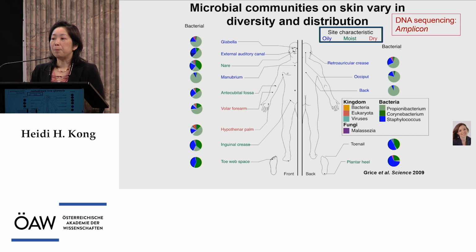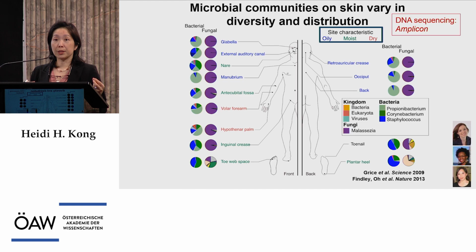And because fungi are important in skin diseases, this is using ITS1 amplicon sequencing. The purple is Malassezia. Even when we get down to the species level, you can see that again there's site specificity. Some sites have more Malassezia globosa predominance, and others have Malassezia restricta predominance. And on the foot sites, you have much more fungal diversity.